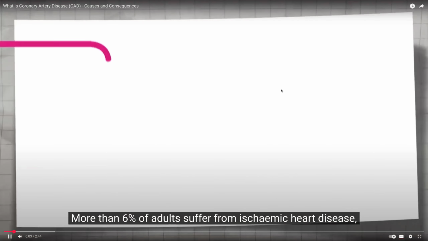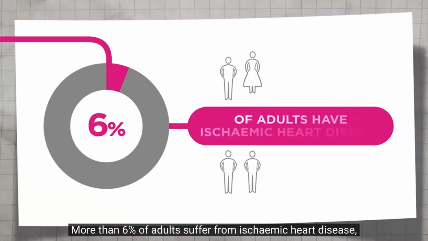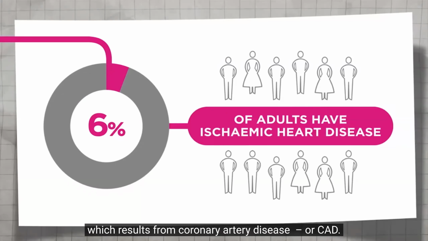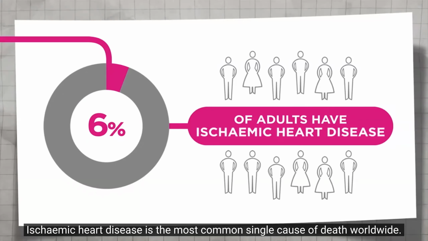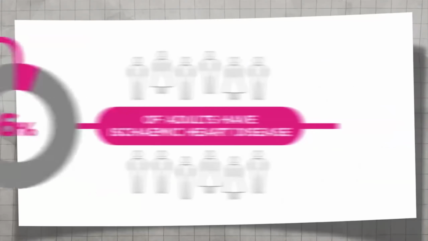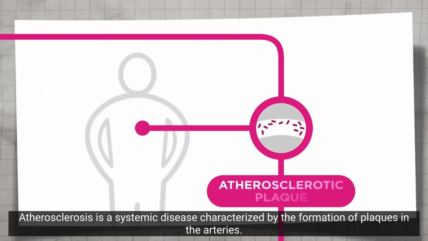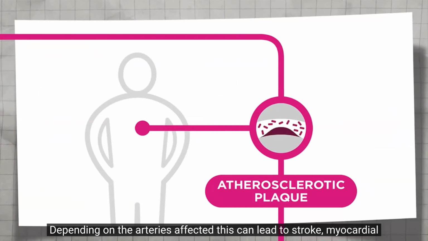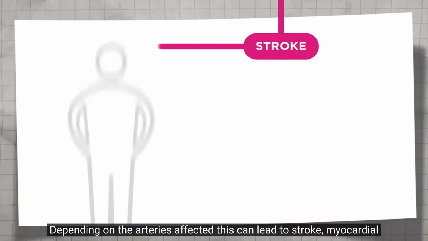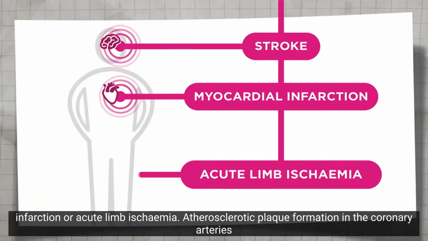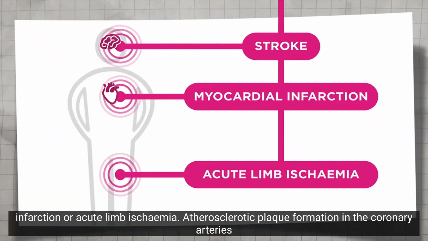More than 6% of adults suffer from ischemic heart disease, which results from coronary artery disease, or CAD. Ischemic heart disease is the most common single cause of death worldwide. Atherosclerosis is a systemic disease characterized by the formation of plaques in the arteries. Depending on the arteries affected, this can lead to stroke, myocardial infarction, or acute limb ischemia.